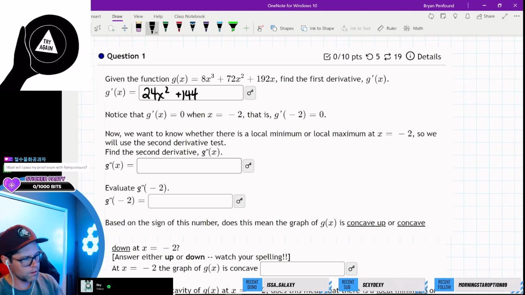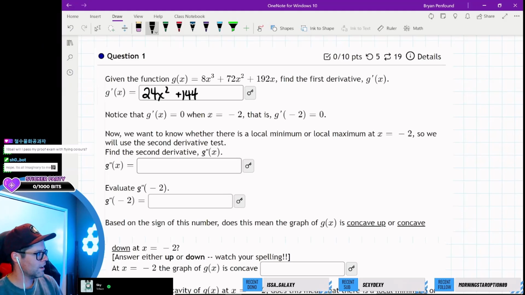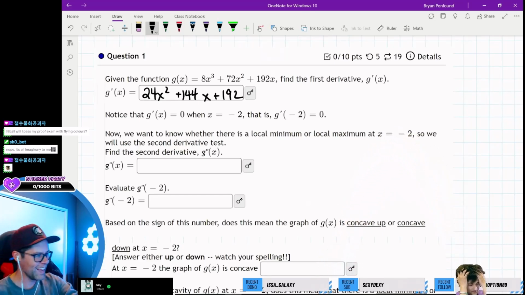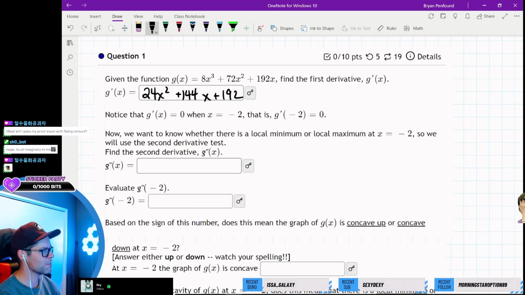Shake. What the fuck? No! Oh no, which exam is it? No, not like this. Will I pass my proof with flying colors? No. Damn you, 8-ball.